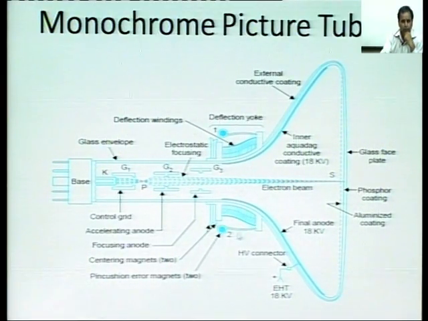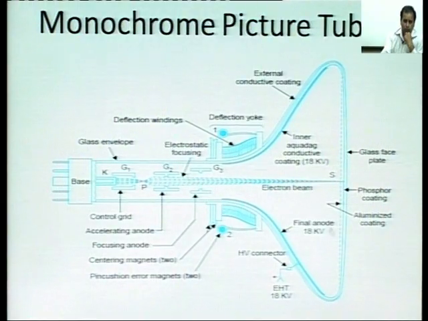Then we have pincushion error. The purpose of the pincushion correction is that when the deflection windings are set up, there should not be any error. These deflection windings should be at the zero force level, or the magnetic field present in the deflection coil should be zero. That is done with the help of pincushion correction. If any error is there, it is avoided by using it.